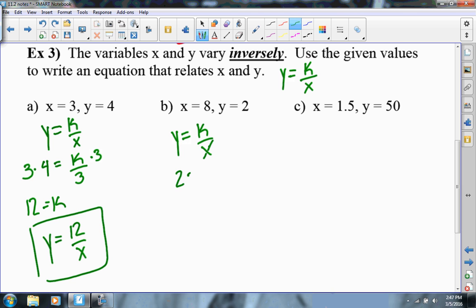Y is going to be 2. K stays k. X gets substituted by 8. And again, to solve for k, I have to multiply both sides by 8. So 16 will be k. So again, I was able to multiply my values for x and y together to get my value for k. So y equals 16 divided by x. That'll be my equation.